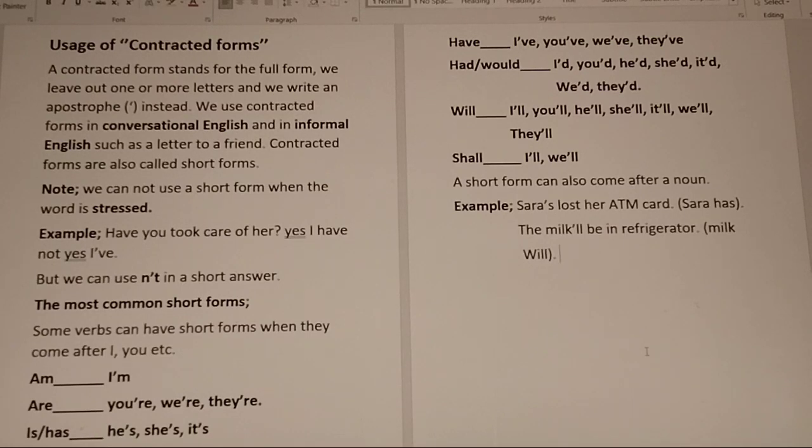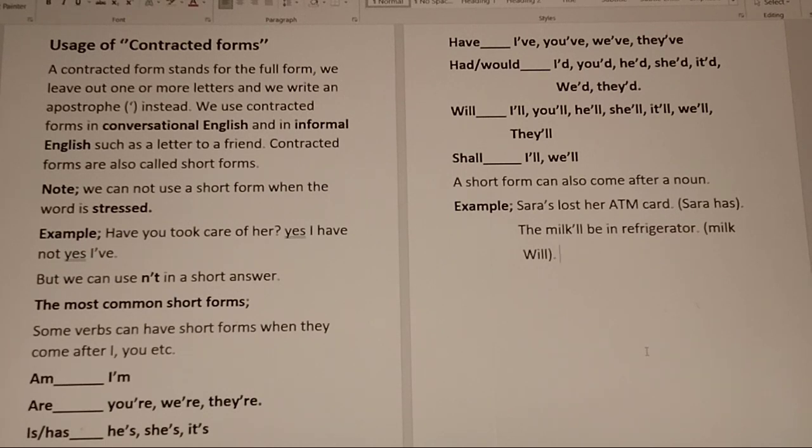Like here, the example is, have you taken care of her? So, yes, I have. And here we can't use a short form like "yes, I've". We can't use the contraction, which means these letters we can't remove. So in short answers we have to write the full form: yes, I have.